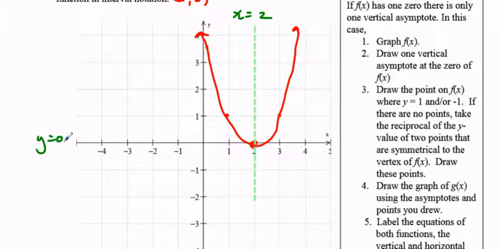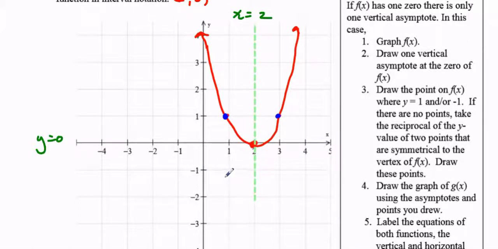It says draw the point on the function f of x, the red one, where y equals 1 and or -1. Well, you can see that we do have points on the red one where y equals 1. We just don't have them where y equals -1. So if I go here and go to y equals 1, I go across, I've got a point here, and I've got a point here. These are points on my new function as well. And so I've drawn these.